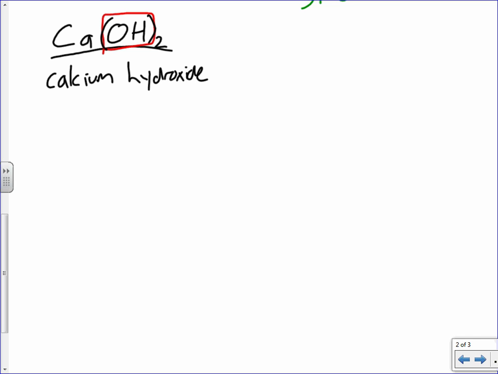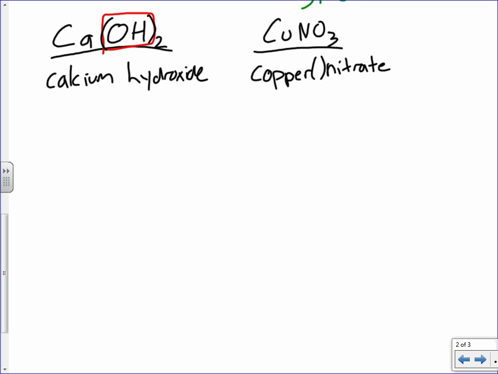Okay? If you see CuNO3, all right, Cu is copper, NO3 is nitrate. One thing we're missing here is the Roman numerals because copper is a transition metal. Okay? If you look at your polyatomic ion sheet, nitrate has a -1 charge. That means copper has to have a +1 to cancel it out. Copper 1 nitrate. All right.